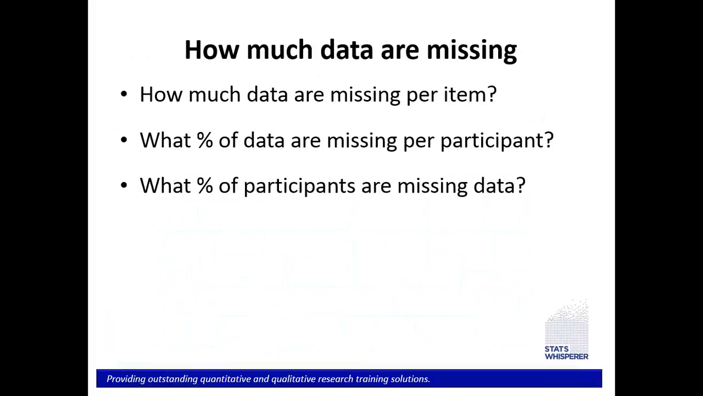So one thing we need to look at after we've defined missing data as we've done is how much data are missing, right? And then there's a few dimensions of that. How much data are missing per item? What's the percentage of data missing for each individual study participant? And what percentage of study participants have missing data? So of 100, do 10 have missing data? Do 20? Do 30? Do 2? Right? We want to know.